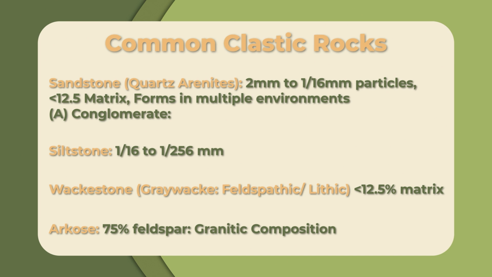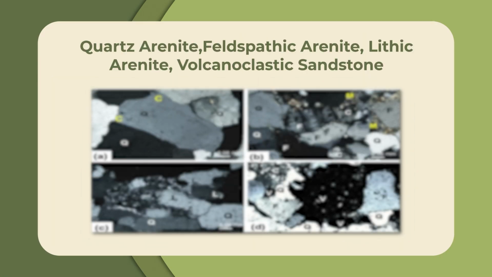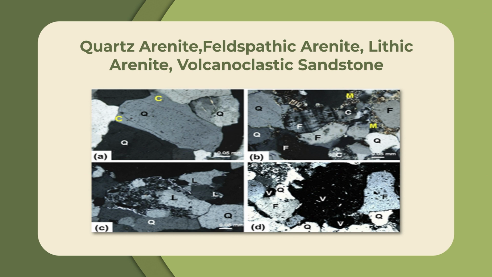The arkose has a high amount of feldspar. It has almost the composition of granite. If you take whole rock granite composition and arkose, they are almost the same, because arkose contains 75% feldspar and the rest is quartz. Here is a quartz arenite, feldspathic arenite, lithic arenite, the whole kind of clastic sandstones. You can see these thin sections, and how they look under the microscope.